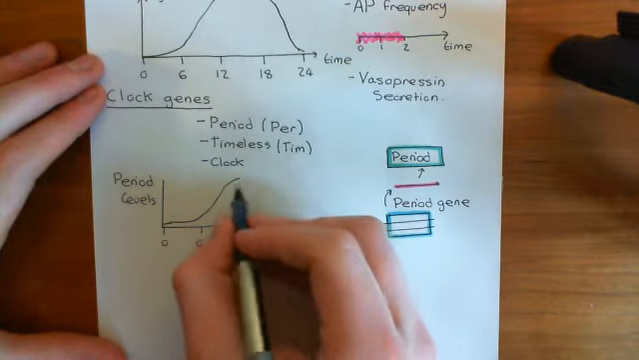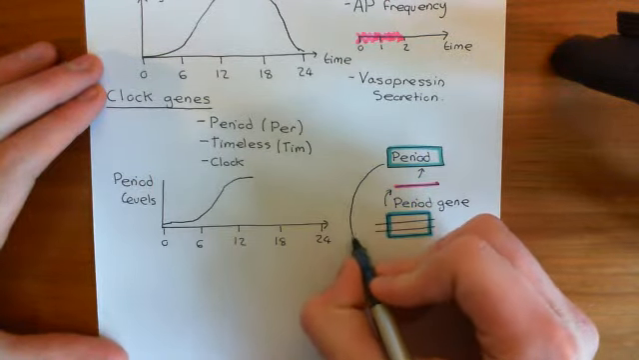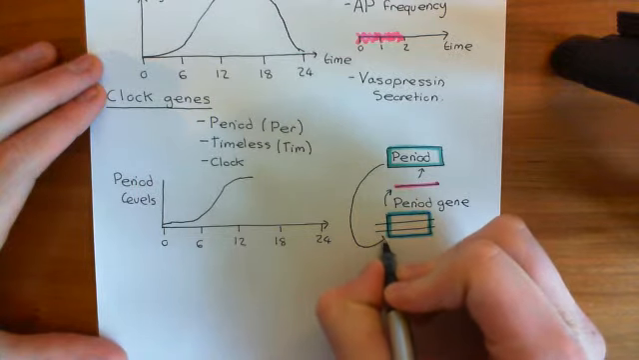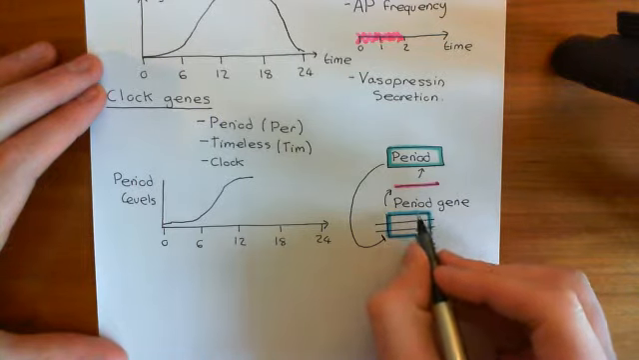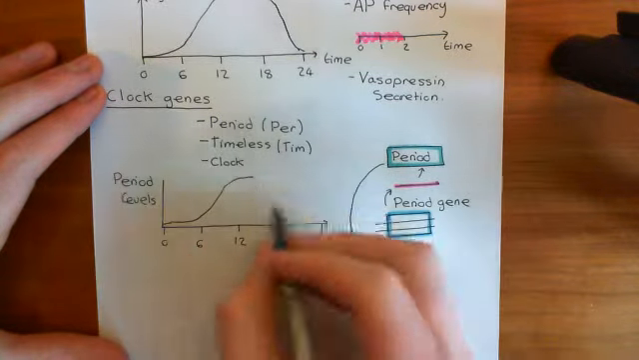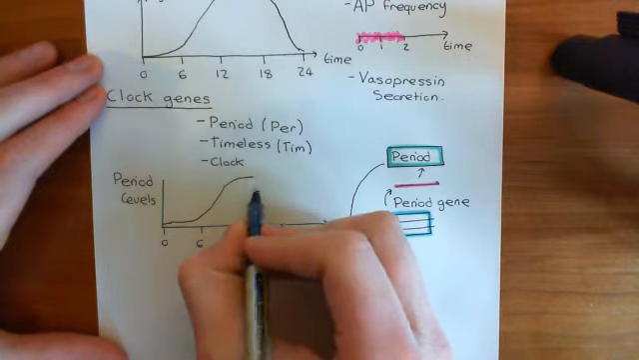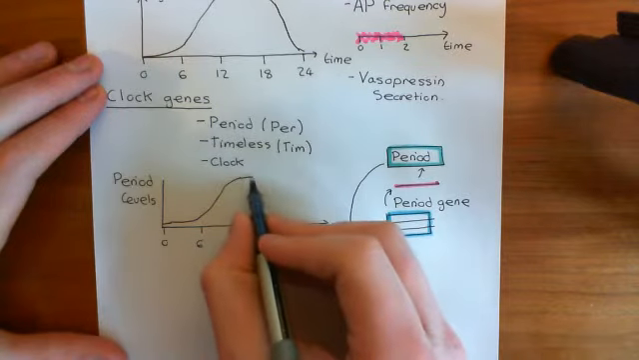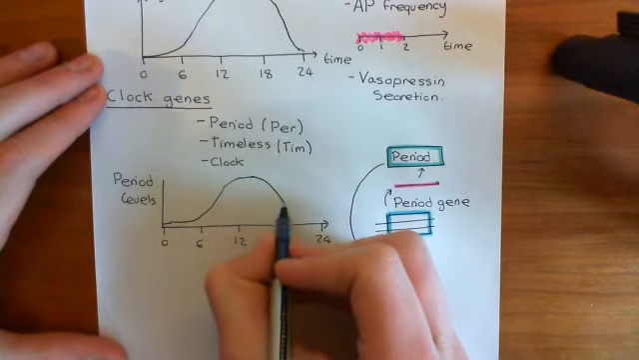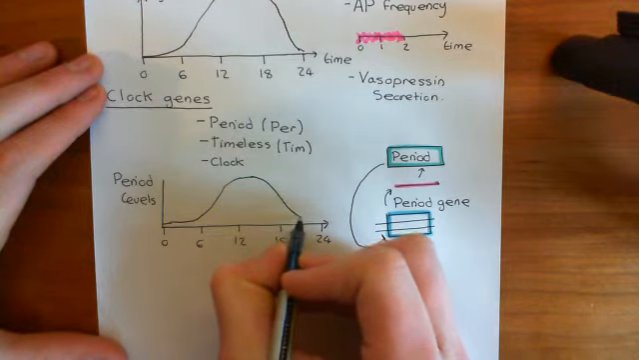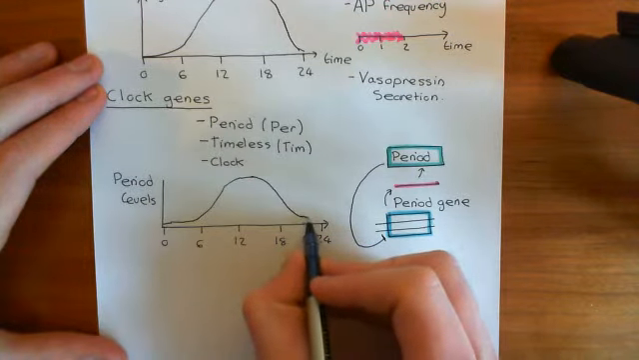Then, as the period protein accumulates, it can start to have a negative feedback effect on the actual transcription of the gene, so that you now produce less period protein. So the accumulation of period protein within the cell stops the production of more period protein. Then gradually the period protein will be degraded within the cell, so the amount will go down, and as the amount goes down, you no longer have the negative feedback anymore, so you'll then produce more.